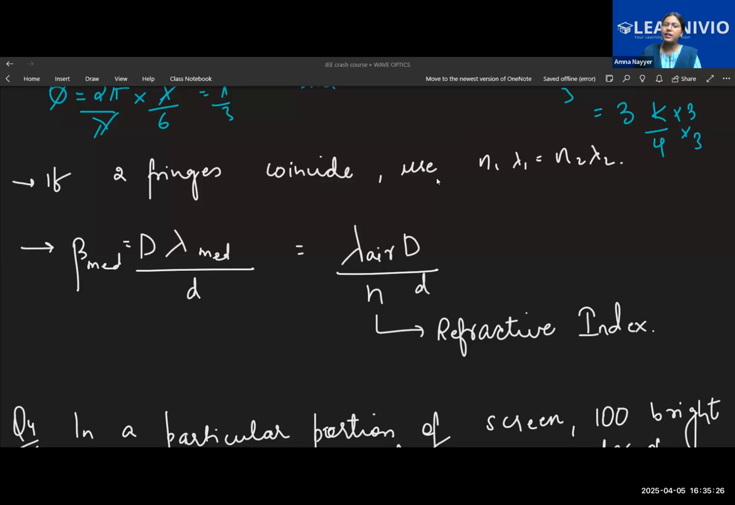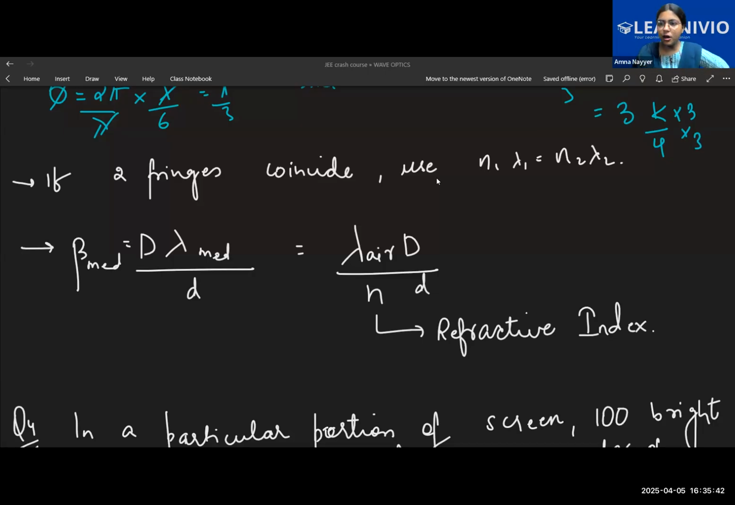The entire modern physics unit is there in those notes. The three chapters: your atomic structure, your nuclear physics, and of course your dual nature. So I'll start with that today. Let us first complete the remaining portion of wave optics.